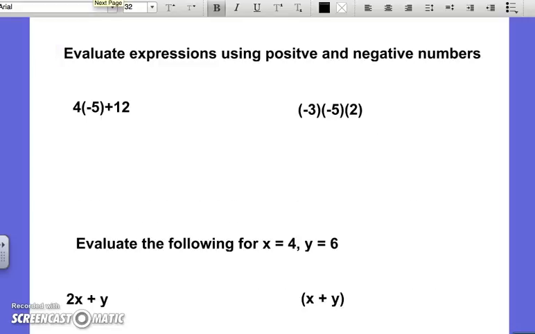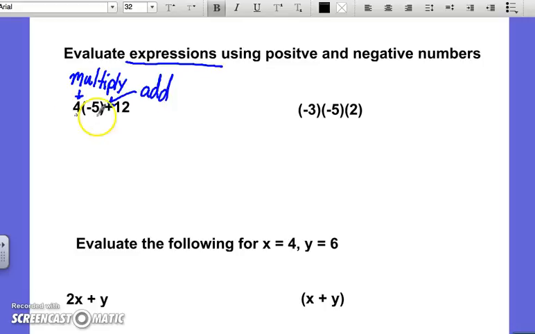So first of all, evaluate expressions using positive and negative numbers. If you remember, the term expression means it's not an equation. There isn't an equal sign. We're not solving for anything. We're simply combining like terms. Look up here, we've got a couple things going on. There's no symbol right here. When there's no symbol, that tells us that we're going to multiply. So here we've got to multiply, and then here we've got to add.